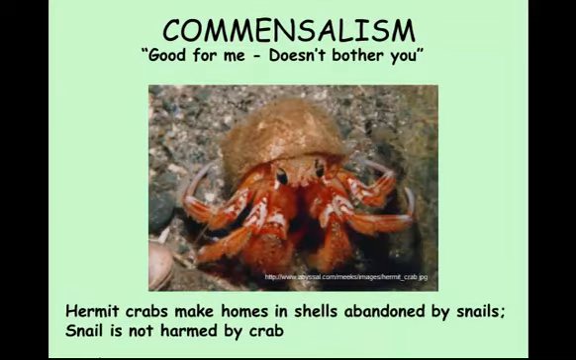Another example is hermit crabs. Hermit crabs make homes out of abandoned shells that they find that have been left behind by snails that have died. And so they find the shell in the bottom of the ocean somewhere and crawl into it, and they have a little house. They have protection. And so the snail is benefiting the crab by leaving their shells behind, but the snail doesn't really get a benefit from the crab.